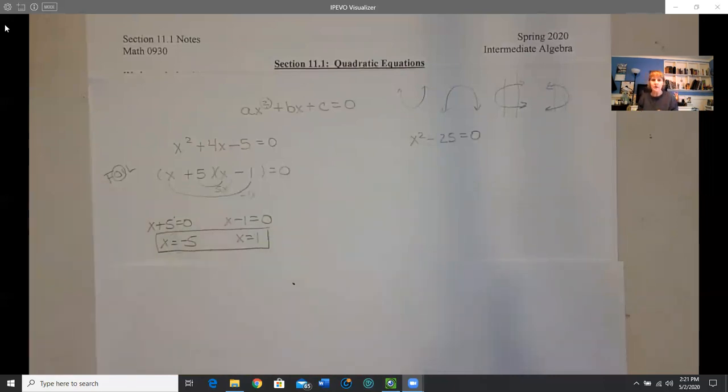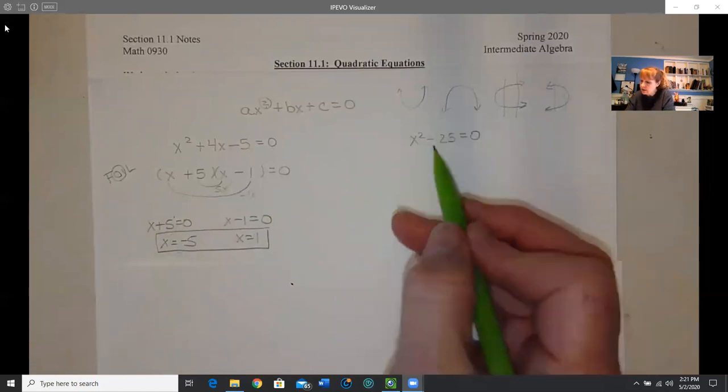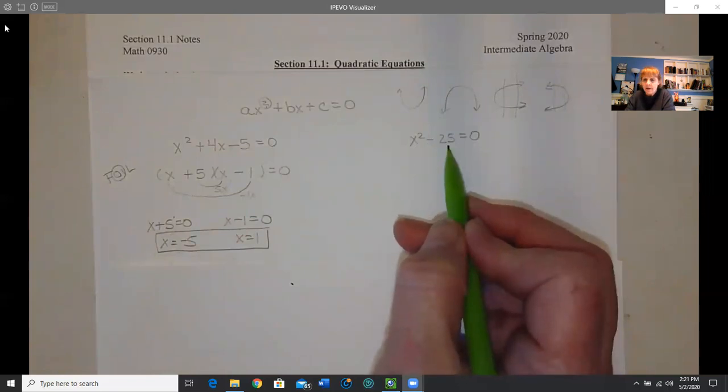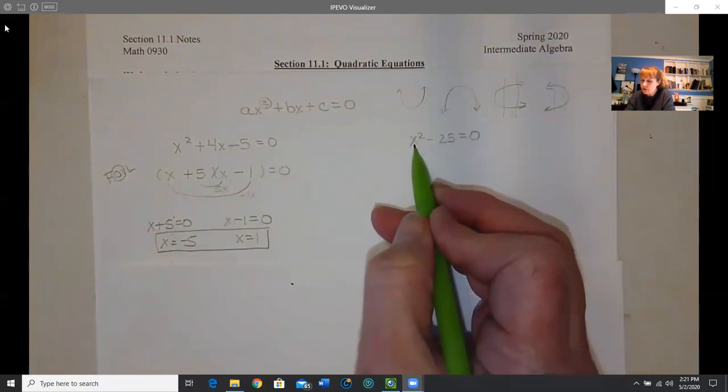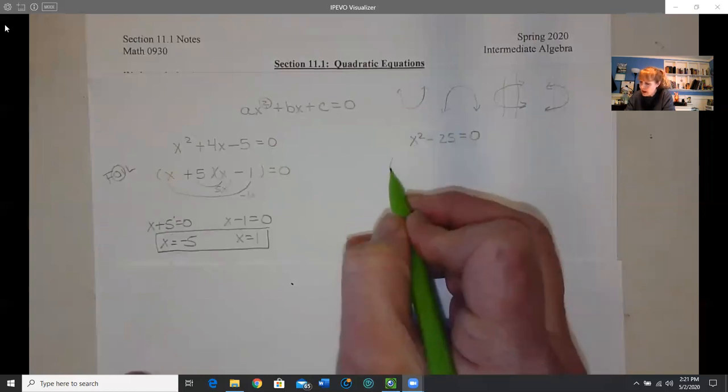And graphically, we'll look at that. What does that mean graphically? But we have -5 and 1 as solutions for that quadratic equation. And another example here, this was called a difference of 2 squares. And when you have a difference of 2 squares, you can factor.